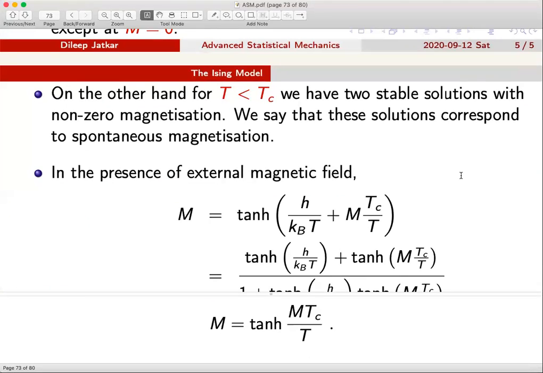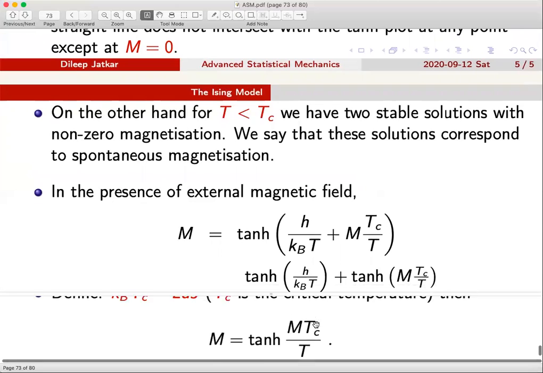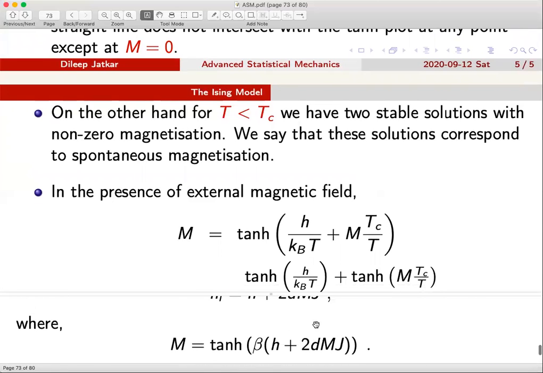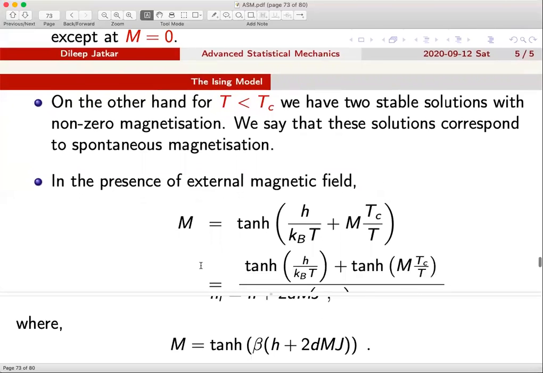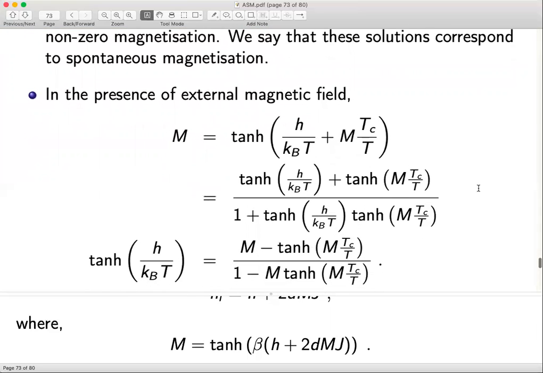Let's go back to the formula that we had, which is rewritten by replacing beta by 1 over kT. If you look at this formula, we can use the property of the tanh function: tanh(a+b) is equal to tanh a plus tanh b, upon 1 plus tanh a tanh b. Use that property to write down this function in this particular fashion. It's just pure algebra.